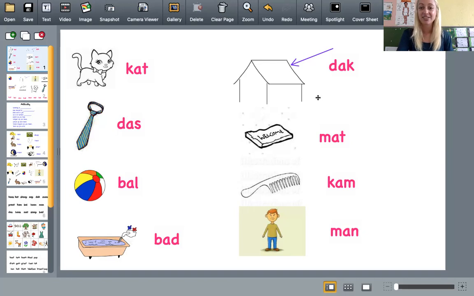Let's go on to the next sound. On the next slide, we have a roof. A roof of a house or a building is called a dak. So you can see it's pointing to the roof. Let's sound it: d, a, k, dak.